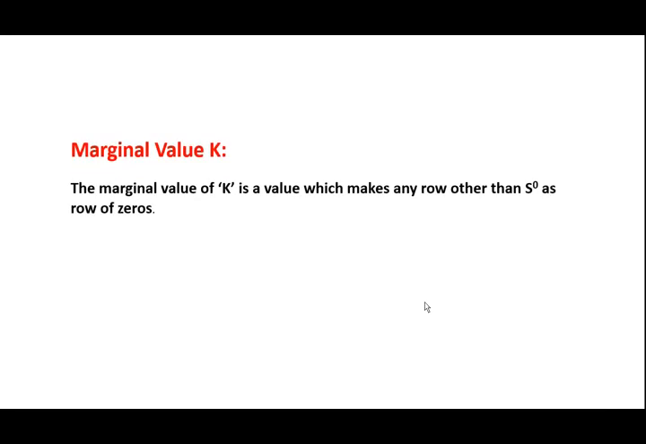Marginal value k. The marginal value of k is a value which makes any row other than s bar 0 a row of zeros. For example, if you find k as a constant in the characteristic equation, that is, at the last s bar 0th coefficient is k. So if you substitute that k with any other parameter while constructing the root array, you are going to get one complex value as a coefficient for the k value.